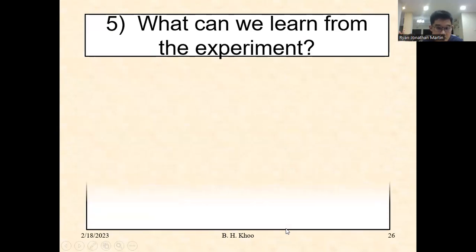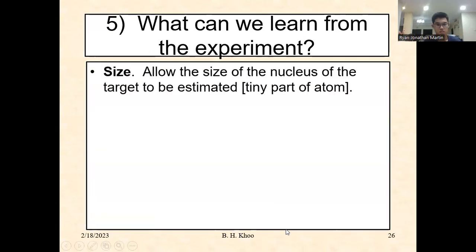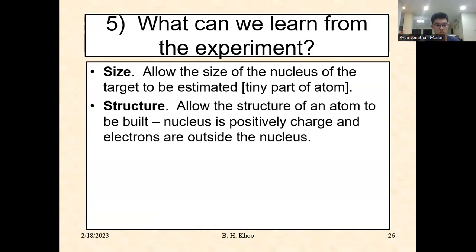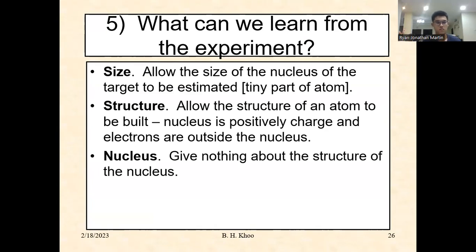What can we learn from the experiment? Size: it allows the size of the nucleus of the target to be estimated. You can notice it's very tiny compared to the atom. Structure: it allows the structure of an atom to be built. The nucleus is positively charged. The electrons are outside the nucleus. It gives us nothing about the structure of the nucleus. That means it tells us the nucleus is positively charged. It doesn't tell us that the nucleus has protons and neutrons.